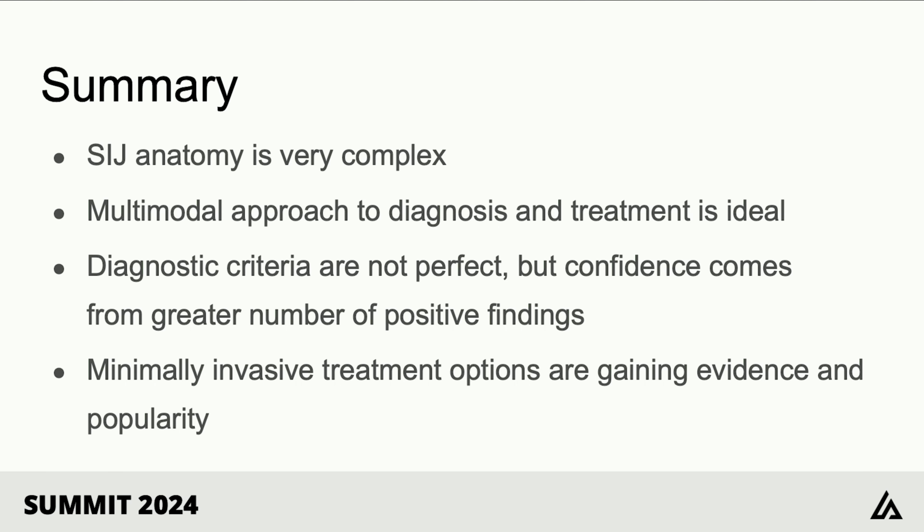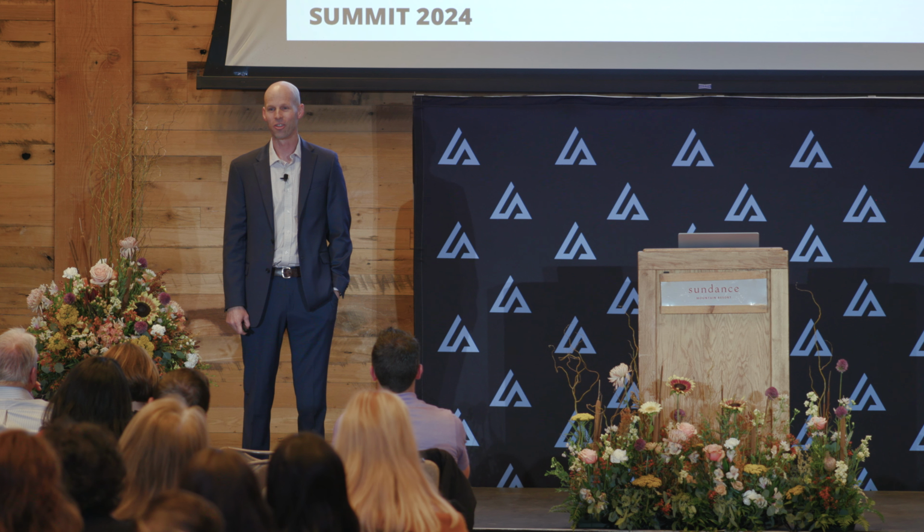So in summary, the SI joint is complex. A lot of that is because of the anatomy itself. The more confident, the more positive findings we have on exam and in history, the more confident we can be in our diagnosis. More often than not, we can manage this with an interdisciplinary conservative approach that doesn't require any type of intervention. But if necessary, those minimally invasive interventions are becoming more and more popular and more successful with fewer side effects associated with them.